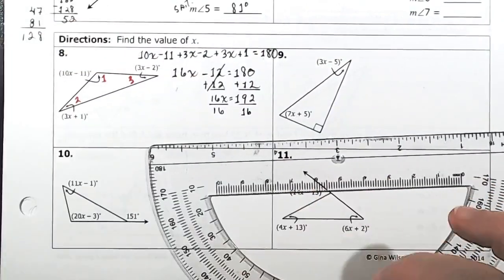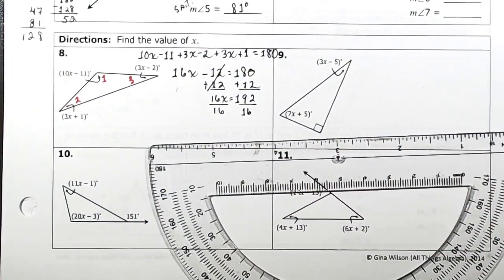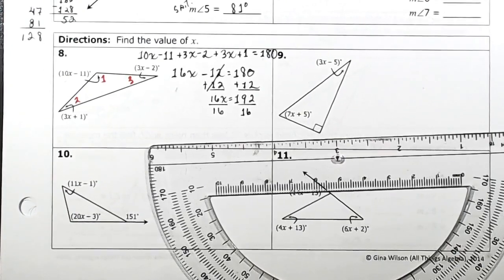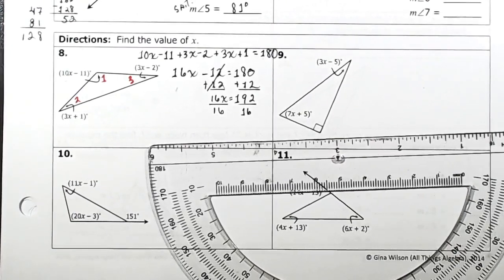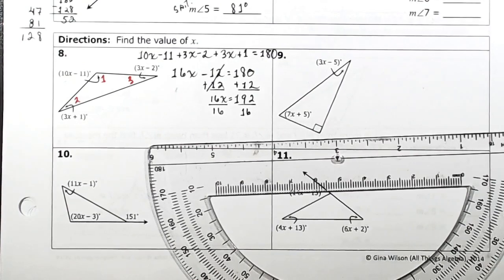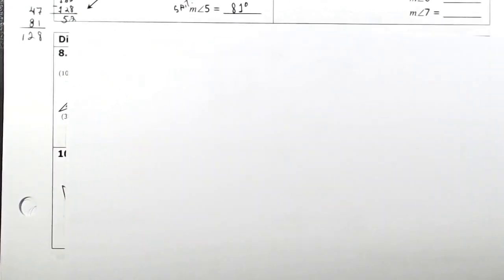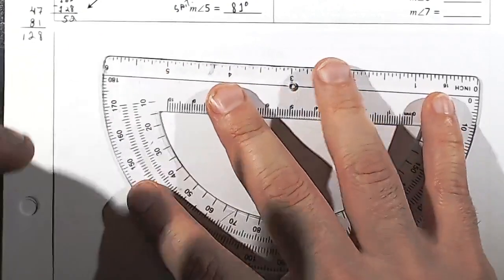Now, you won't have a calculator available to you. So how do you divide this? Well, let's bring out a piece of scratch paper and let me show you exactly how to do 192 over 16.